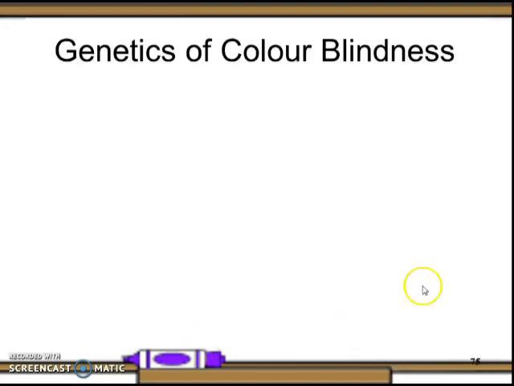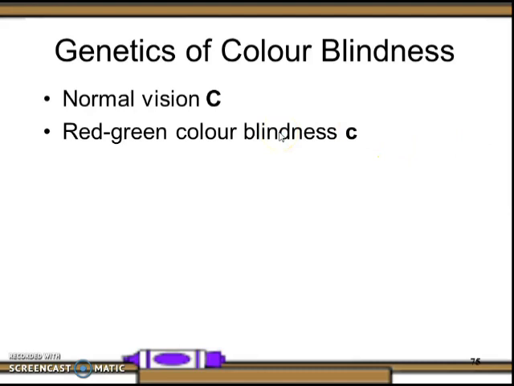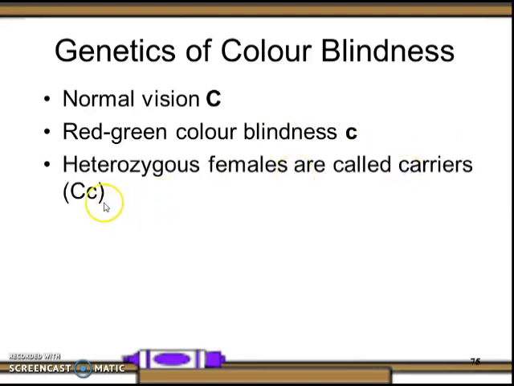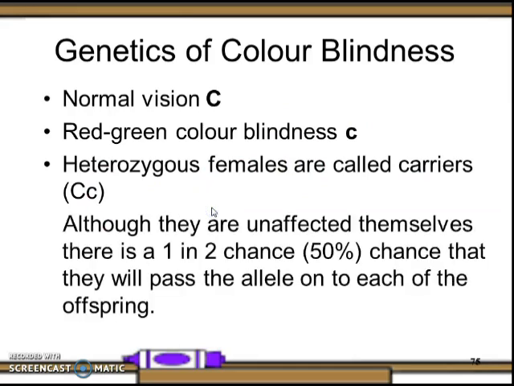Genetics of color blindness. Normal vision is represented by capital C. Red-green color blindness is represented by small c. Heterozygous females are called carriers. Although they are unaffected themselves, there is a 1 in 2 chance, or 50% chance, that they will pass the allele onto each of the offspring.